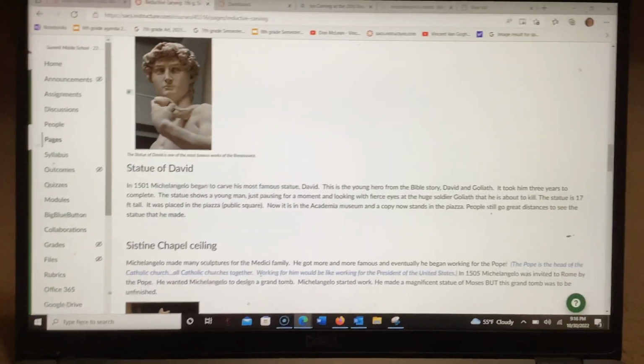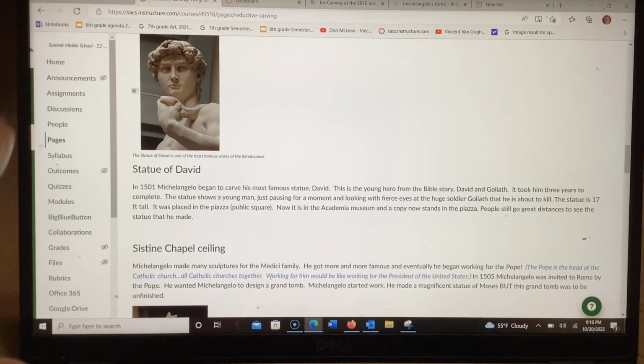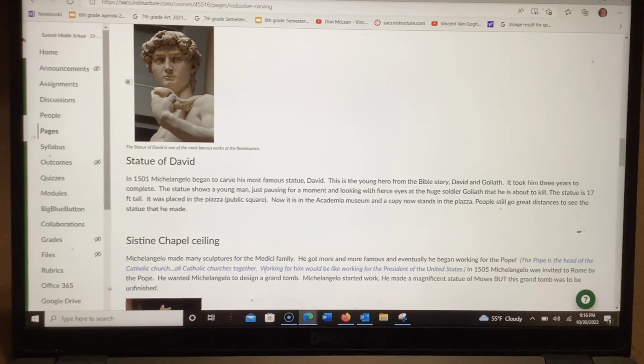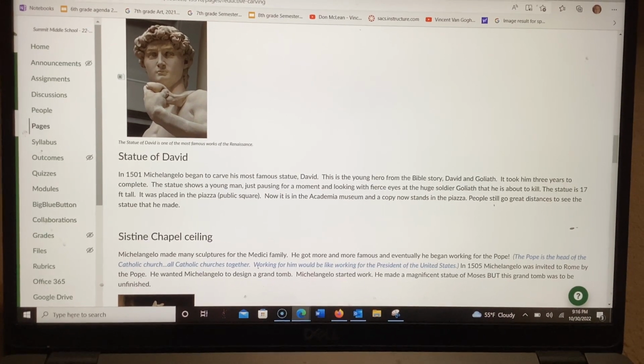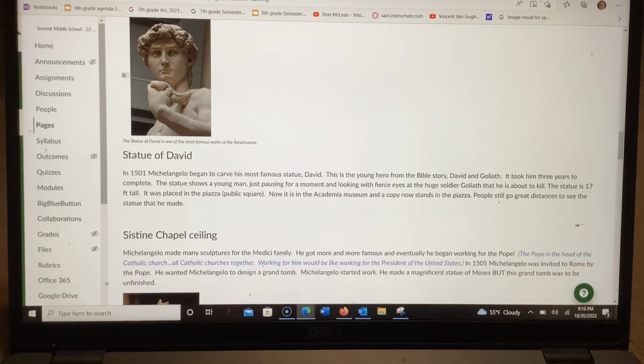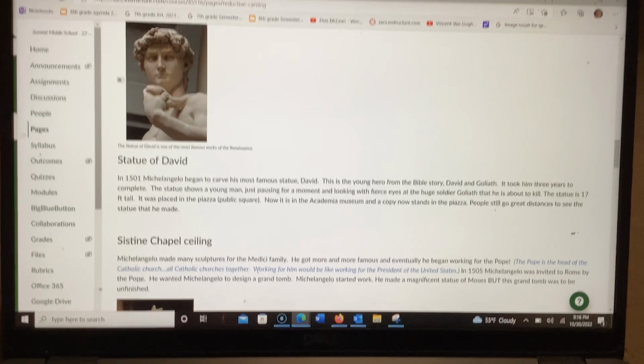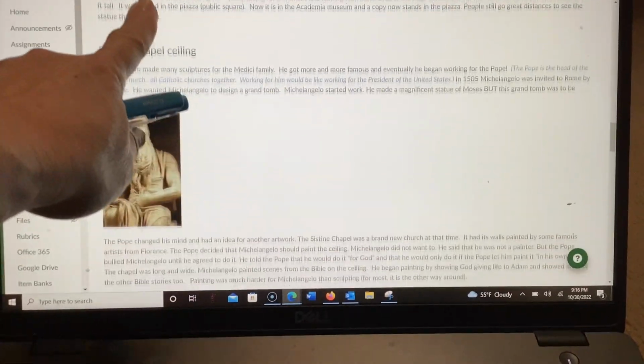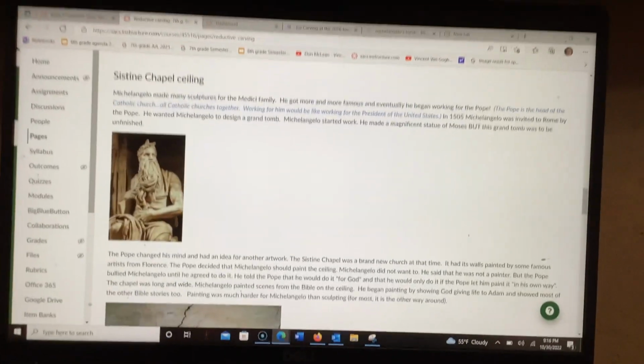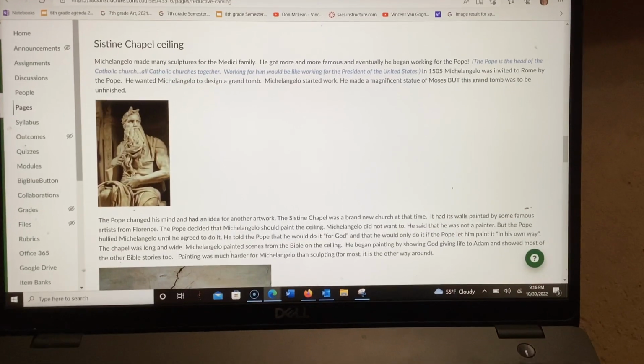The Sistine Chapel ceiling. So up to this point, he's done a little bit of painting, but he really has excelled as a sculptor. And people say, oh my gosh, he's the best to have ever lived. So that's really his jam. But we are about to see some questions.